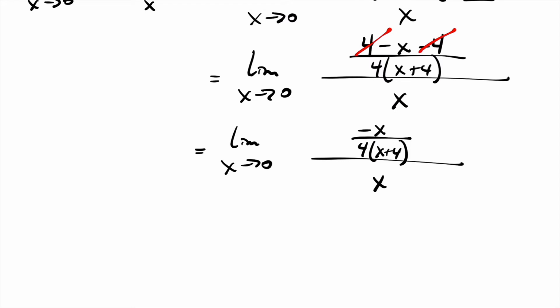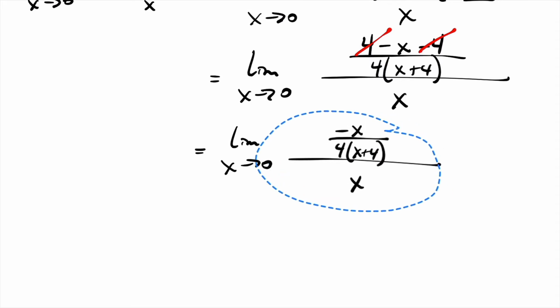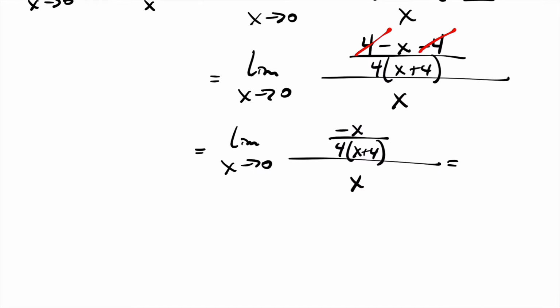Plug and chug. If I plug in 0 now, will I get an answer? Or will I get 0 over 0? If I plug in 0 on top, everywhere there's an x, I plug in a 0. What do I get? It's still 0 over 0, right? That means there's work left to do. We still have to do some work.